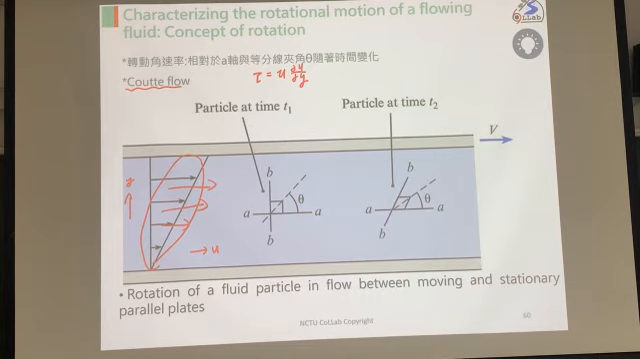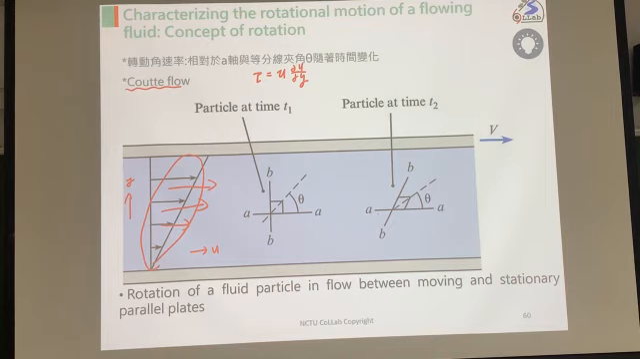So if the flow rotates clockwise, the direction is inside the paper. The rotation axis is inside. Use your right hand. Okay.